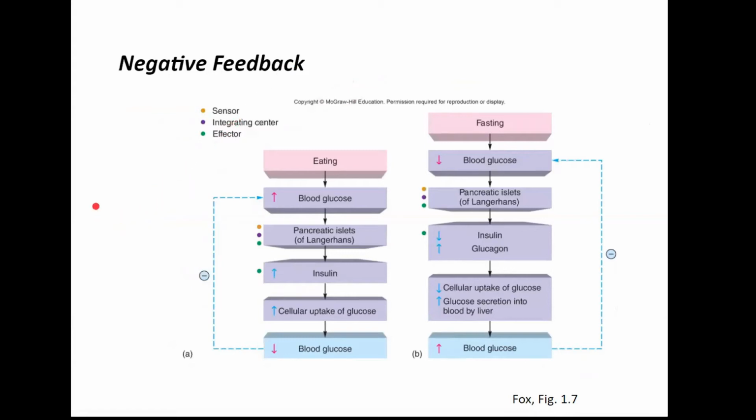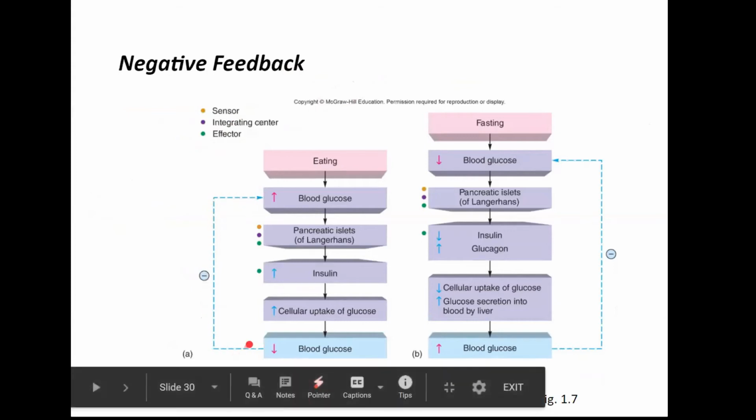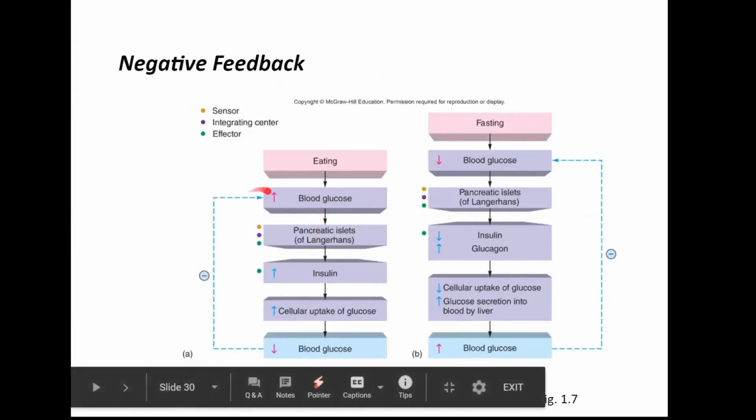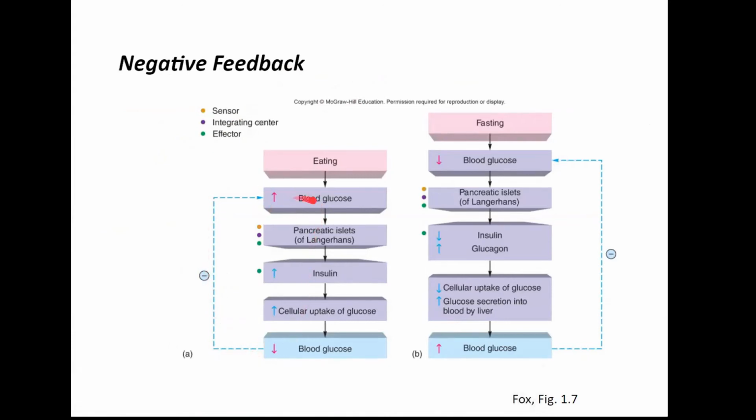So we'll see a lot of diagrams like this throughout this course. So keep an eye on these dotted arrows with a minus sign. So this is a negative feedback loop. This is telling you that we're going to be inhibiting this at the end of the process.